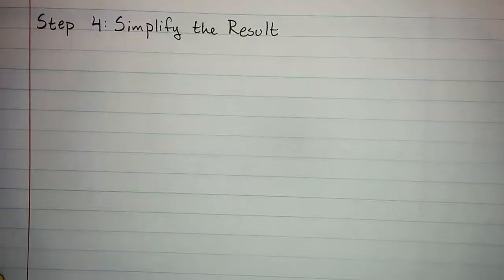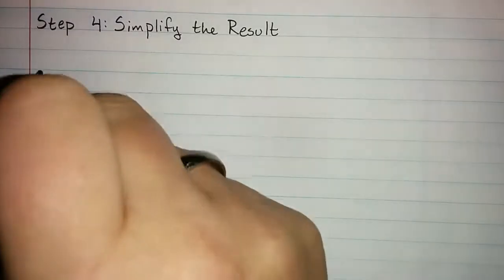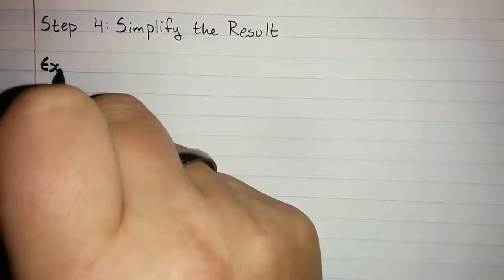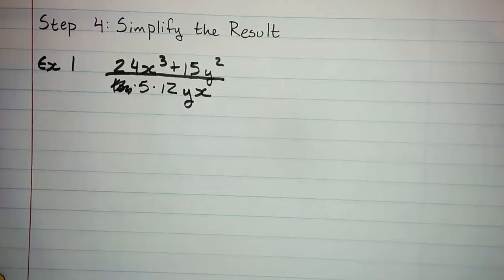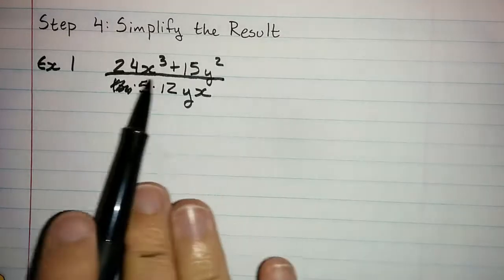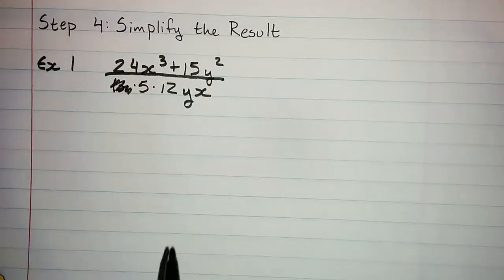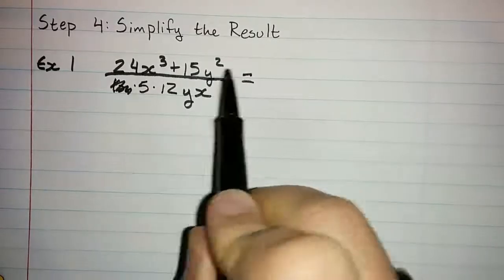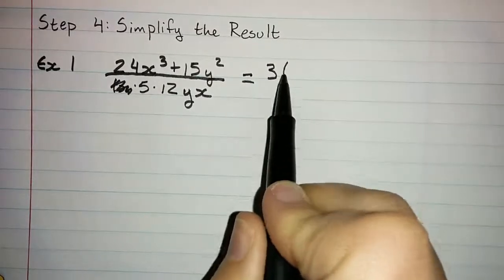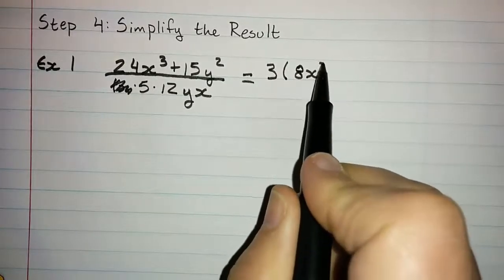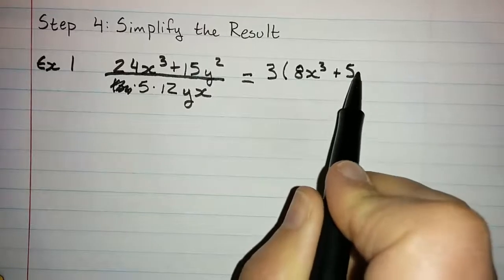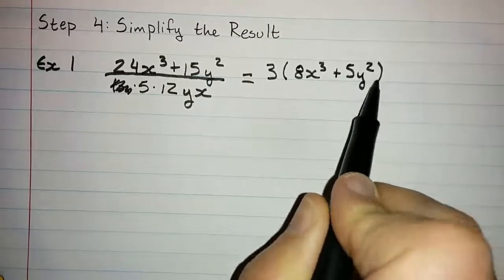All that's left now is to simplify our results. What did we get? In example 1, we got (24x cubed + 15y squared) over (5 times 12 times y times x). Looking at my numerator, I can't factor it very much, but I see I can factor out a common 3. Let's see what's left. I'll have 8x cubed plus 5y squared.